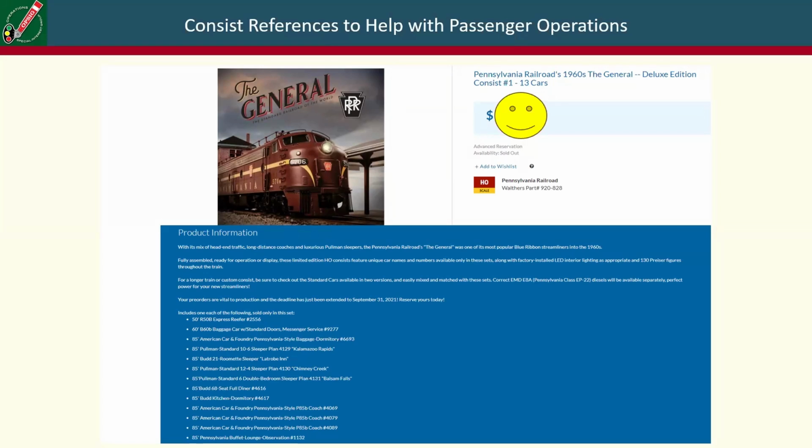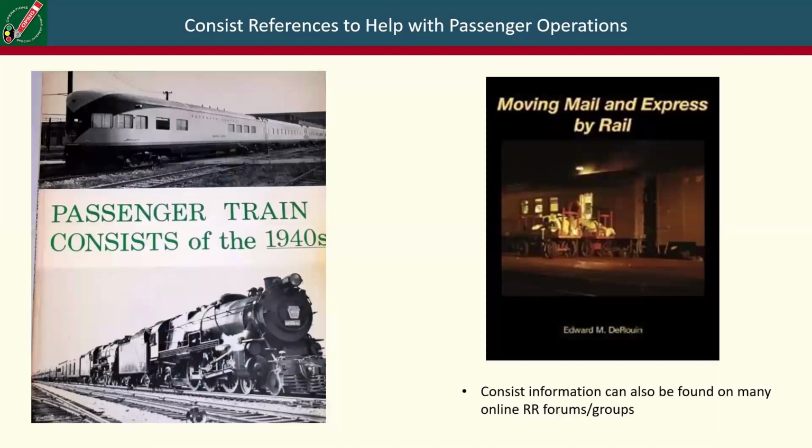This is just one of the ones I took from the Walthers website. It's the 1960s version of Pennsy's General. And if you just go to their website, they give you a couple of consists for various years. Then the box sets, they do that also. So these are some other references for consists.